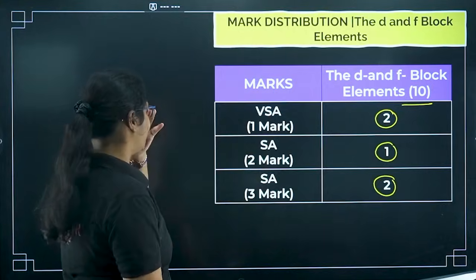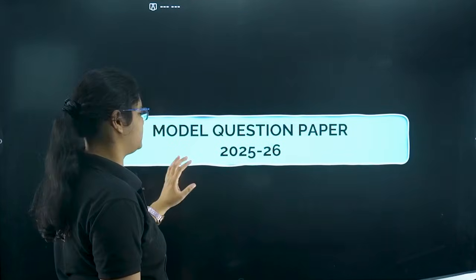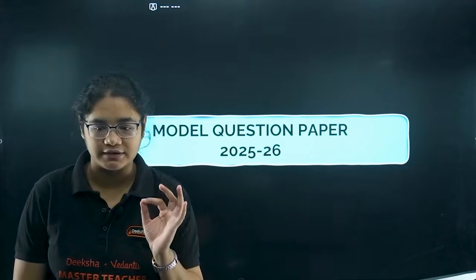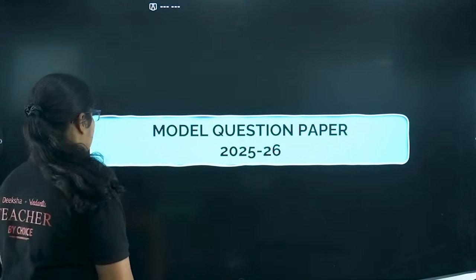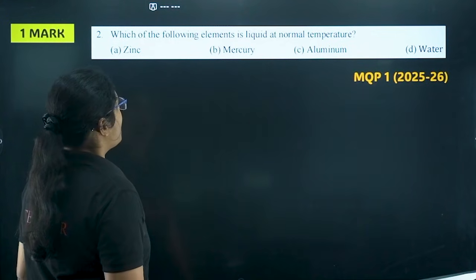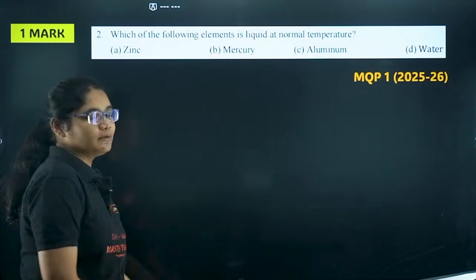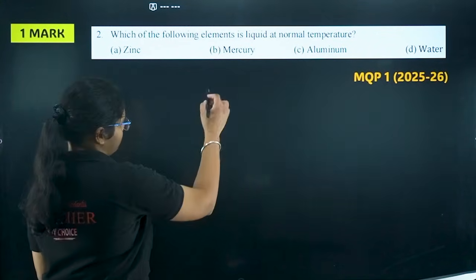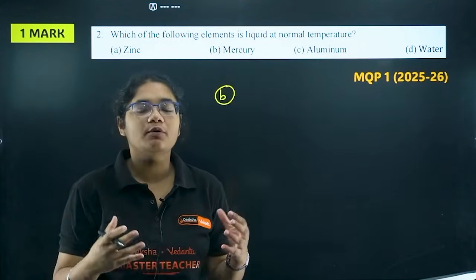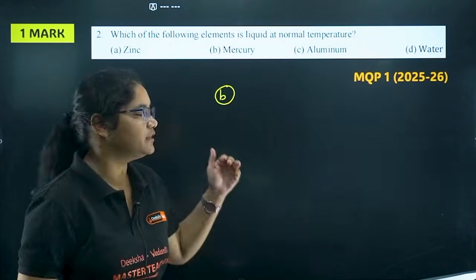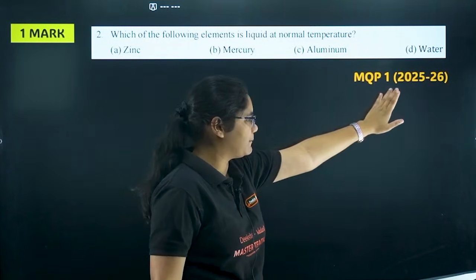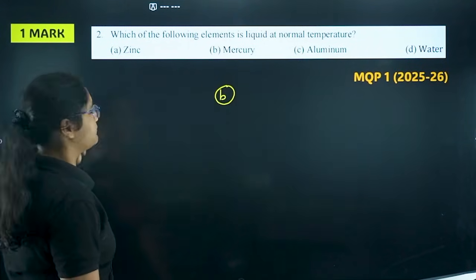Now let's see the questions from the model question paper 25-26. There are 3 model question papers released, and we will be discussing all 3. The first question: which of the following elements is liquid at normal temperature? We all know this is mercury, because there is no metallic bonding, so we have mercury in the liquid state. This is model question paper 1, question number 2, in the 1 marker section.